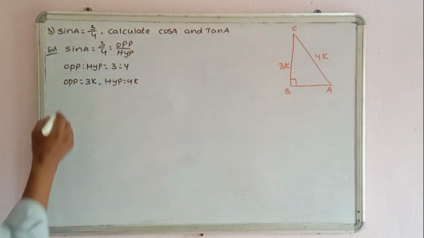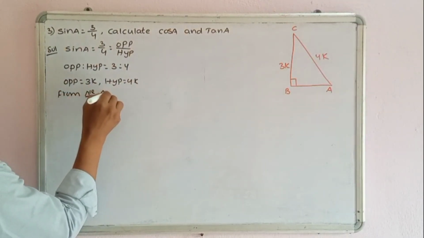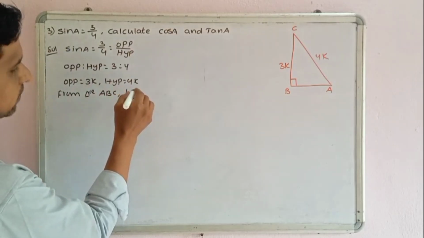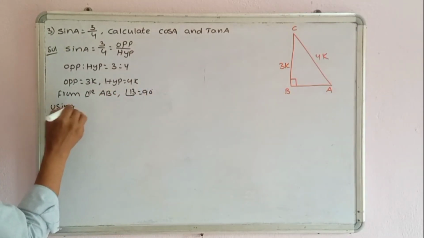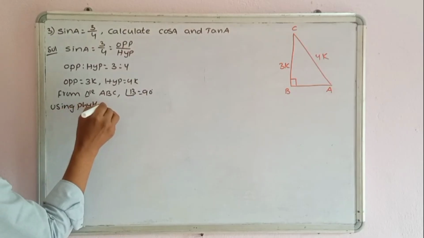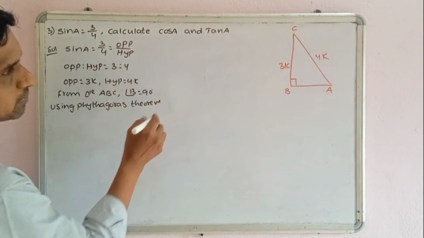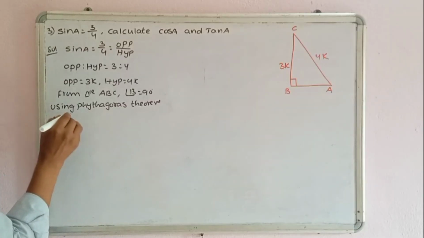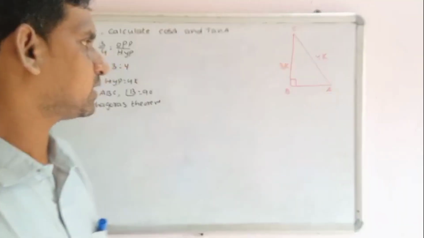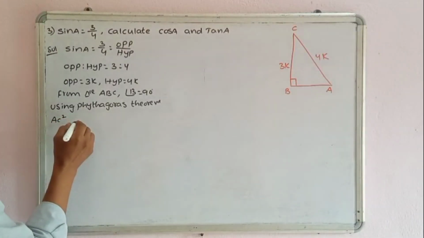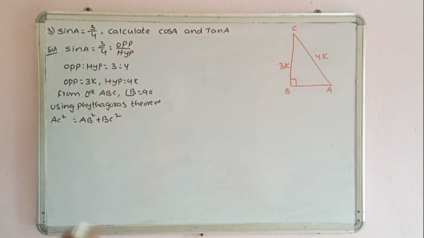Okay, see, from triangle ABC, angle B equals 90 degrees. Using Pythagoras theorem, what is the Pythagoras theorem statement? Hypotenuse square. Here hypotenuse is AC. Right angle opposite is called hypotenuse. Hypotenuse is AC. AC square equals AB square plus BC square.